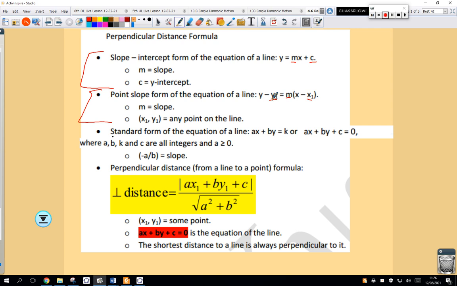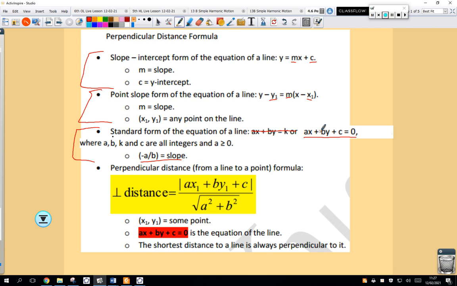And then finally we had the standard form of the equation of a line, which looks like this: ax plus by plus c equals 0. Generally we write that where a, b and c are integers. We usually try to get a being positive. Important to note that negative a over b is the slope of that. So take the negative of the coefficient of x, put it over the coefficient of y, and you have your slope.